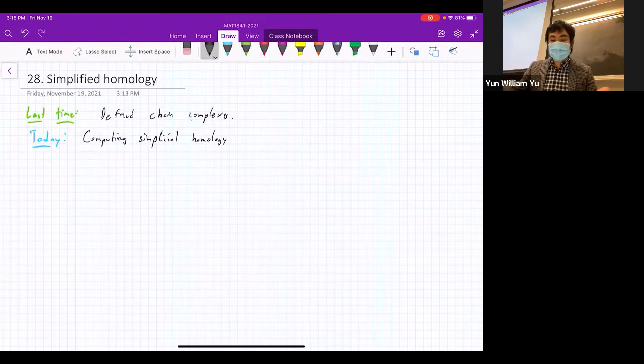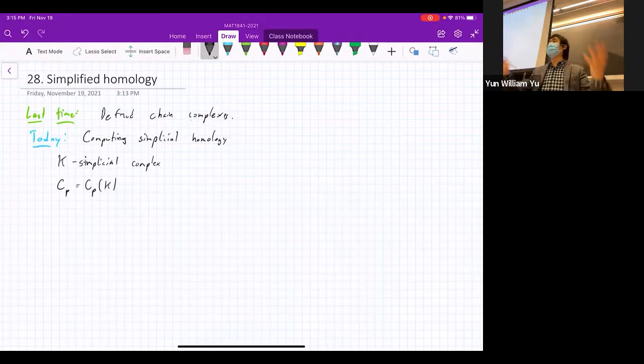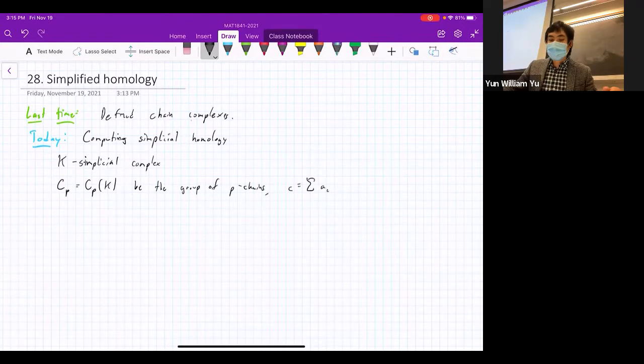Okay, so what did we have? We had K, which was a simplicial complex. This might have arisen from a Čech complex or a Rips complex or whatever, but we have some simplicial complex, a collection of simplices. And we have C_p, which is C_p of K. We're always working over the same simplicial complex now, so I'm just going to drop the K. This is the group of p-chains. A chain is equal to the sum over a_i sigma_i, where the sigma_i are p-simplices in K.